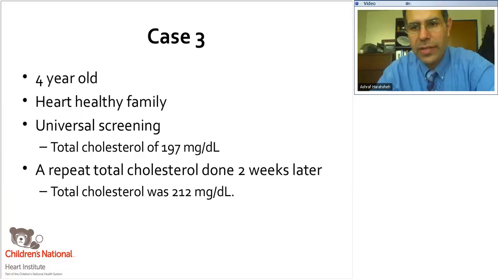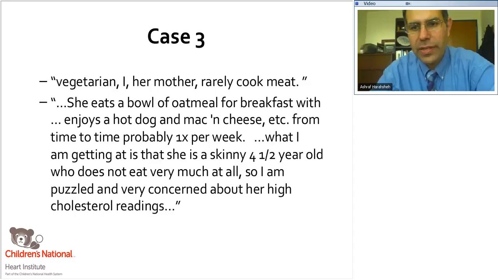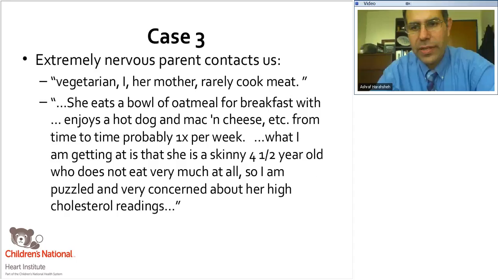Moving along to a 4-year-old who comes from what the family described as a heart-healthy family. They underwent universal screening by their pediatrician, and the total cholesterol was 197 milligram per deciliter. The non-fasting profile was repeated 2 weeks later, and the total cholesterol was 212 milligram per deciliter. Mom contacted us via email. We have an email, preventive@childrensnational.org, and this is some of what she mentioned in the email. They are vegetarian, they eat very healthy. She put down some specific examples of what they eat, and they are really concerned about her daughter's cholesterol.